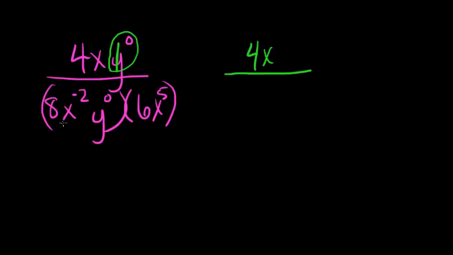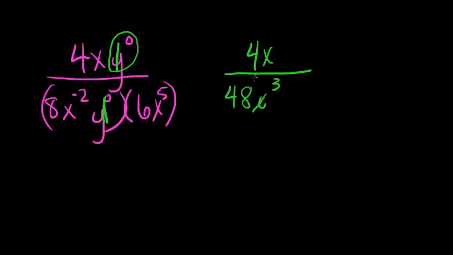Down here, I have 8 times 6, which is 48. X to the negative 2 times x to the 5th. Negative 2 plus 5 is x to the 3rd. And then y to the 0 is 1. So that's just a 1, and I don't need to write it down.